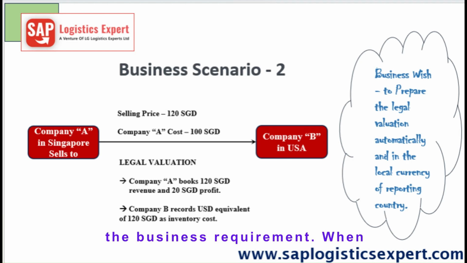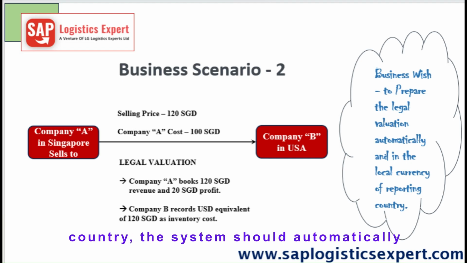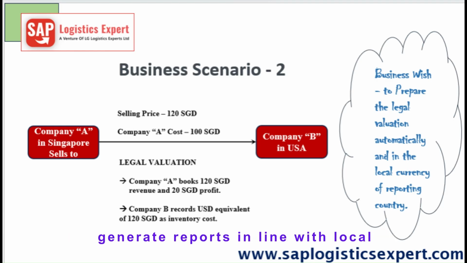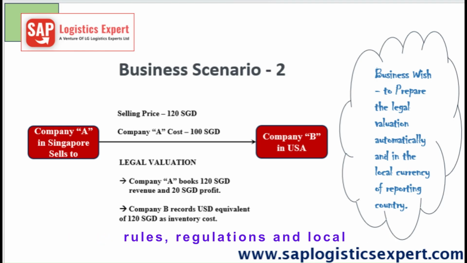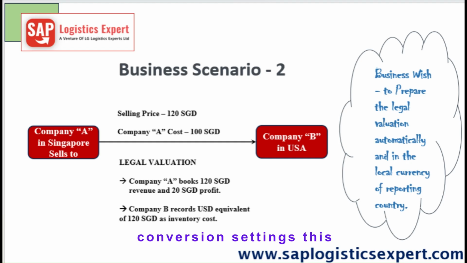Now, here's the business requirement. When preparing legal financial reports in each country, the system should automatically generate reports in line with local rules, regulations, and local currency. In this example, for legal reporting in the USA, the inventory should not remain in SGD. Instead, the system should convert the selling price of 120 SGD into USD and record it in the USA company's books according to the currency conversion settings.